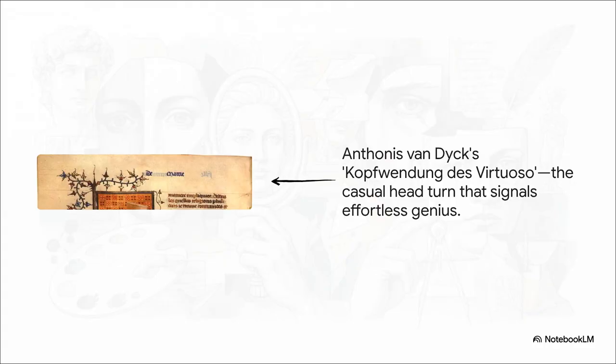This pose was known as the Kopfwendung des Virtuoso, the head turn of the virtuoso. Check out Anthony Van Dyke. This casual, over-the-shoulder glance, it just screams effortless elegance. It's the physical version of sprezzatura, a kind of studied carelessness that makes genius look easy. It's basically saying, oh, this masterpiece, I just threw it together.